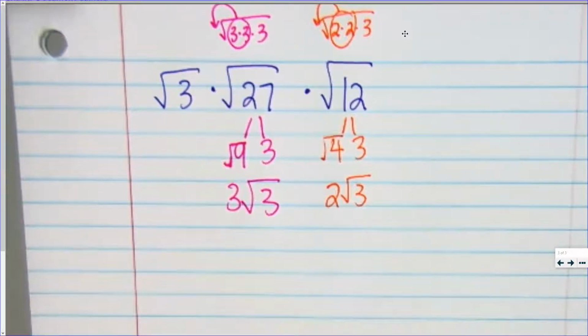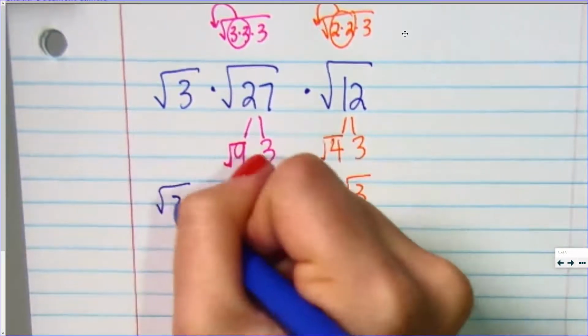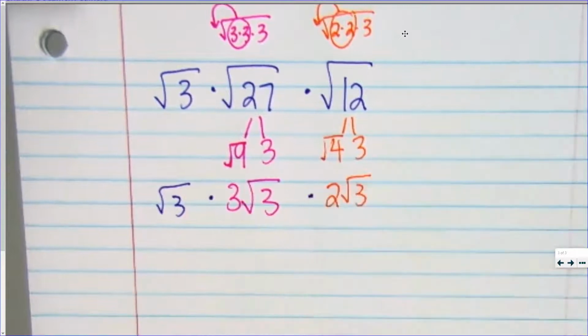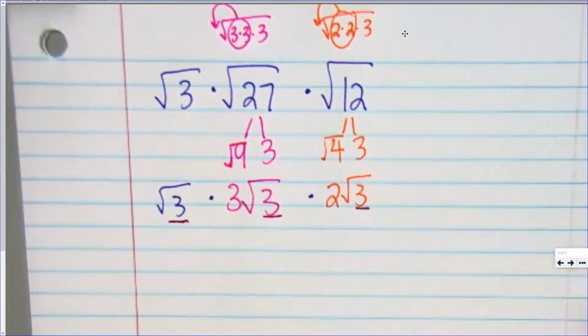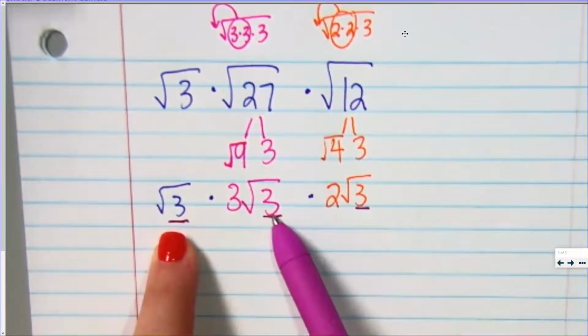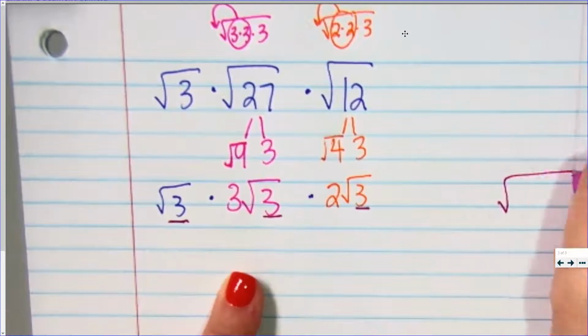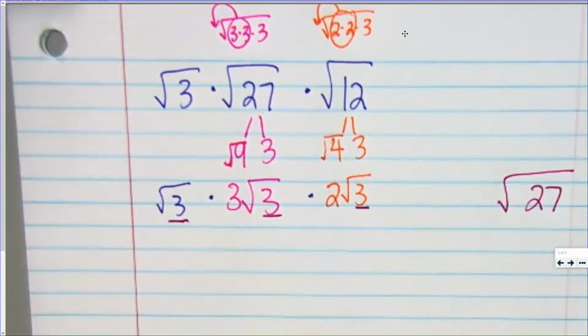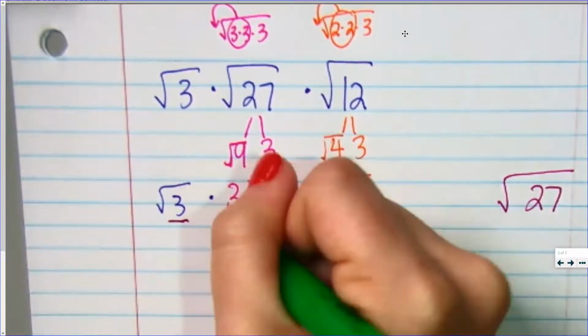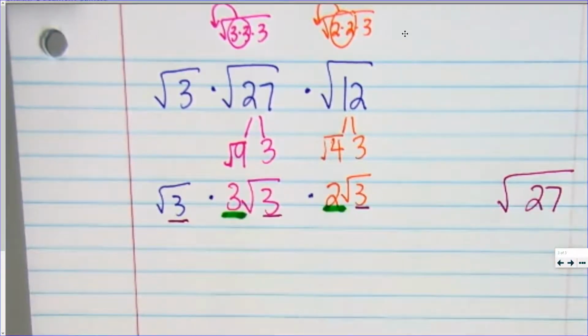Now, I would have to bring down this whole square root 3 right here, and I would multiply everything. Now, the only things that I can multiply here are, let me get a different color, my radicals, 3 times 3 times 3. 3 times 3 is 9. 9 times 3 is 27. So that means that my radical is going to be 27. But then I can also multiply the numbers on the outside, my coefficients. 3 times 2 is 6.